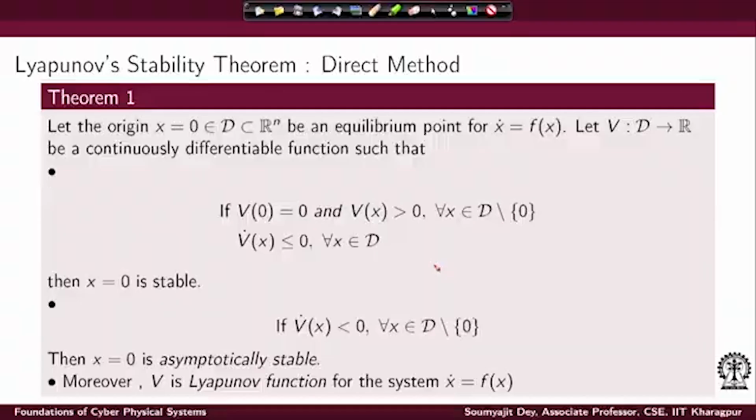So, if you see, this was our claim here, that as long as I can figure out a Lyapunov function which satisfies this condition and this condition, that it is positive always, and it is 0 at the origin, and its gradient is negative. As long as that is true, then we can say that x equal to 0, the origin, is stable, and if further this is strictly less than 0, then we can say that this is asymptotically stable. So, let us go about proving this.